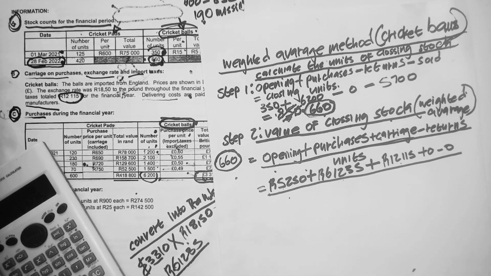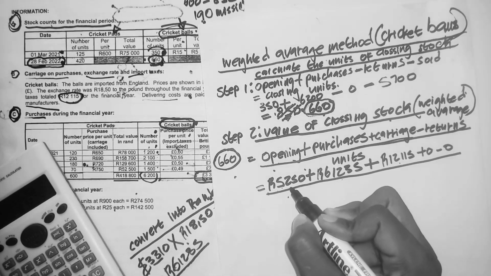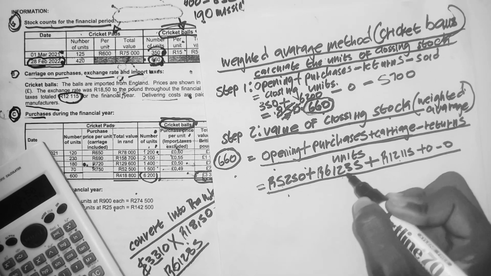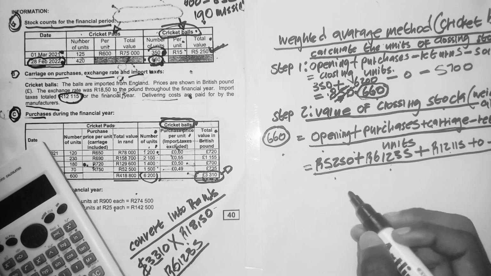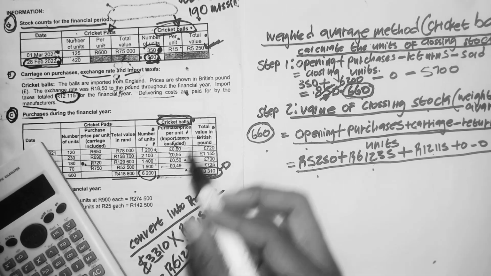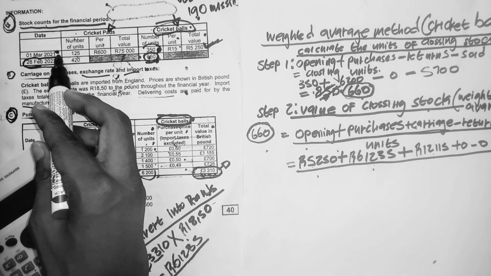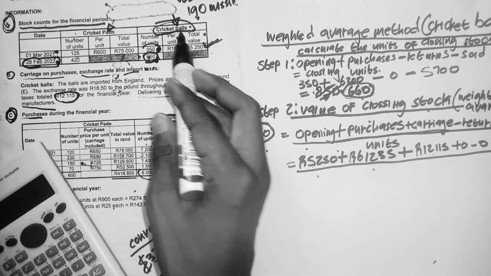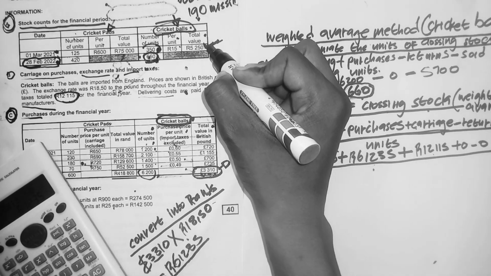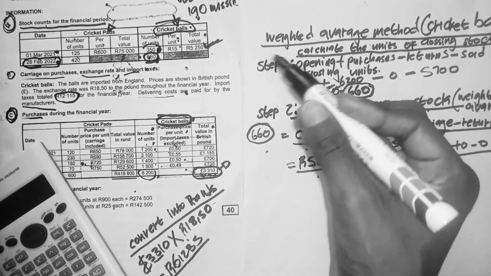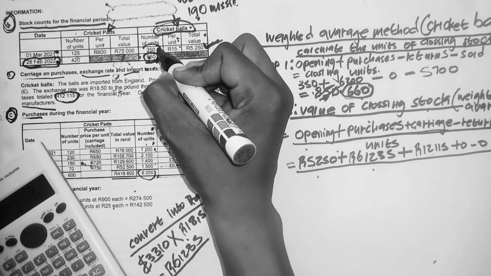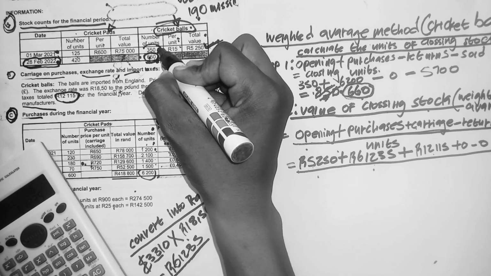We have to divide by each unit. We divide by the unit for opening, the unit for purchases, and so on. So let's check the units for opening. Remember, opening is 1 March 2021 for cricket balls. The units for opening is how much? You don't take the per unit. You take the number of units. So the units for opening is 350.